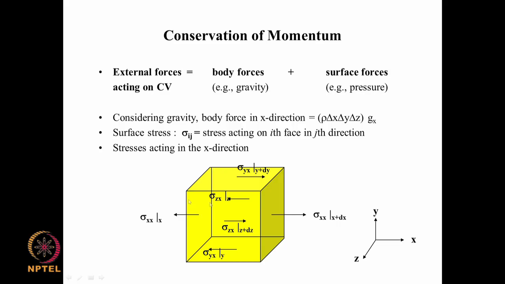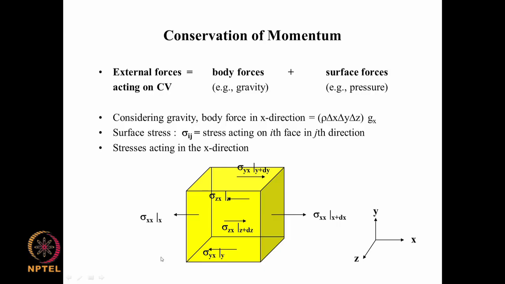Now, if you look at the top face, the area of the top face is delta z delta x times sigma yx at y plus delta y, and that is acting in the positive x direction. And the bottom face, again you have the same area delta z delta x times minus sigma yx at y, minus because it is acting in the negative direction.